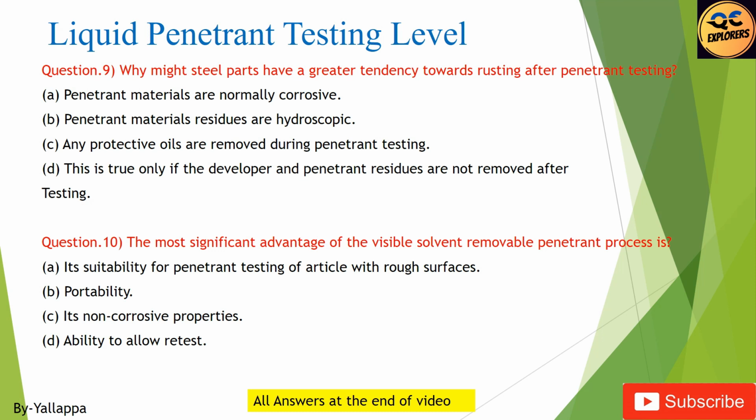Question point 10. The most significant advantage of the visible solvent removable penetrant process is its suitability for penetrant testing of articles with rough surfaces. Portability. Its non-corrosive properties. Ability to allow retest.